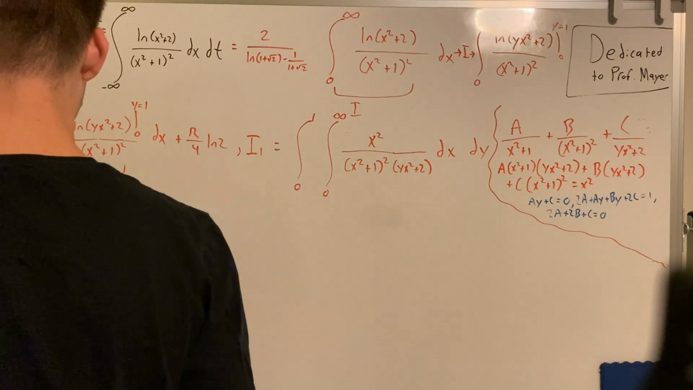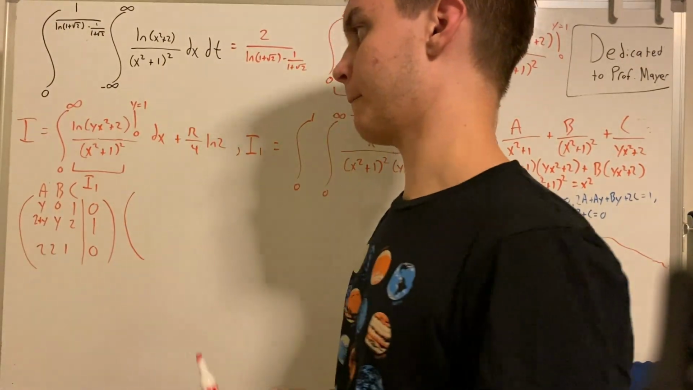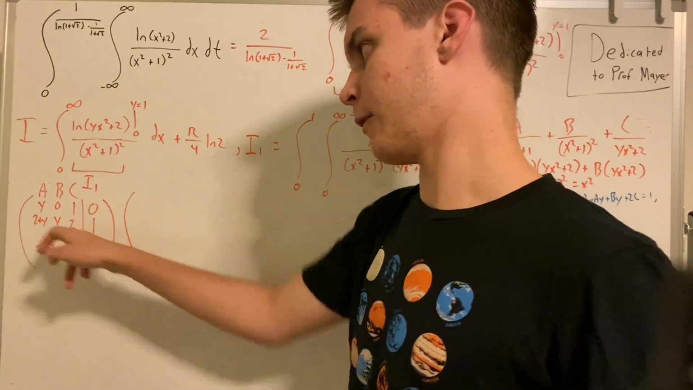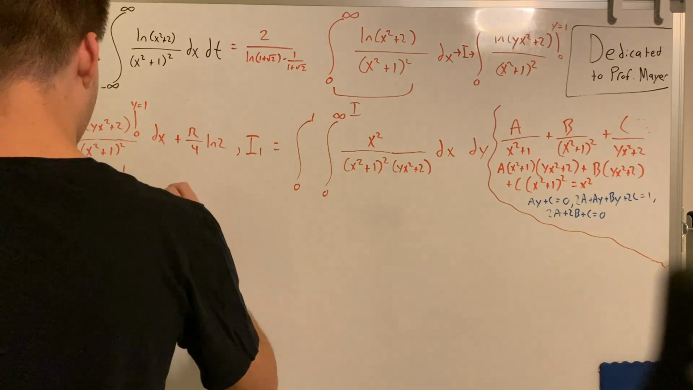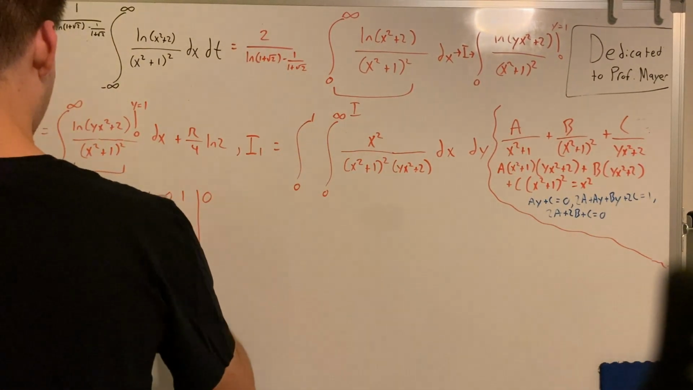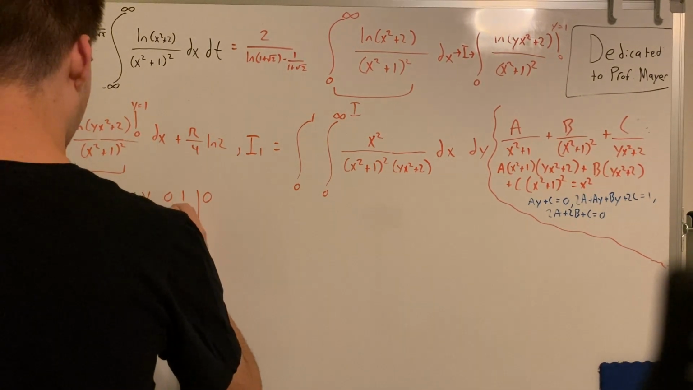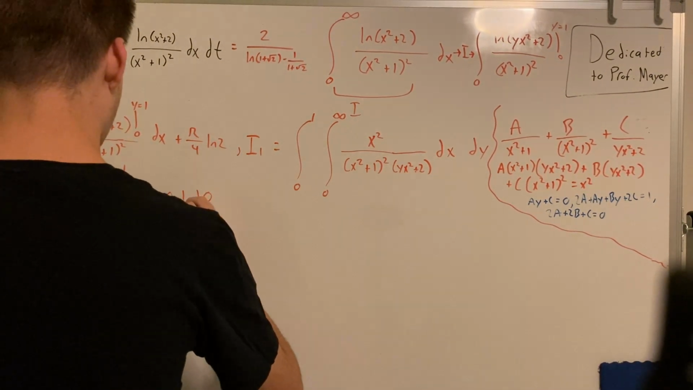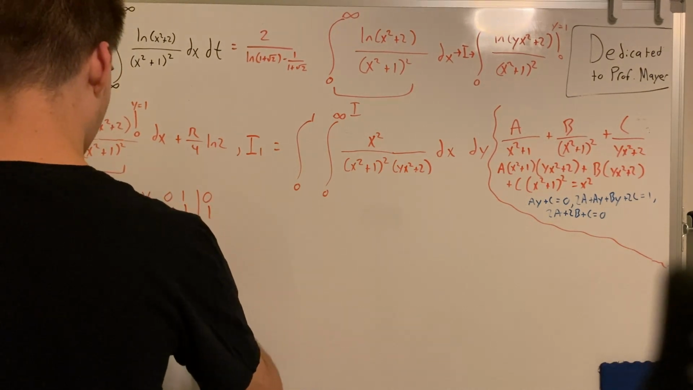So, what's the first thing I want to do? I want to do row 2 minus row 1. That's just going to get rid of the y here and simplify this term a bit. So let's do that. We're not changing the first row, so it's still y, 0, 1, 0. 2 plus y minus y is 2. y minus 0 is y. 2 minus 1 is 1. And 1 minus 0 is 1. And then this remains the same.